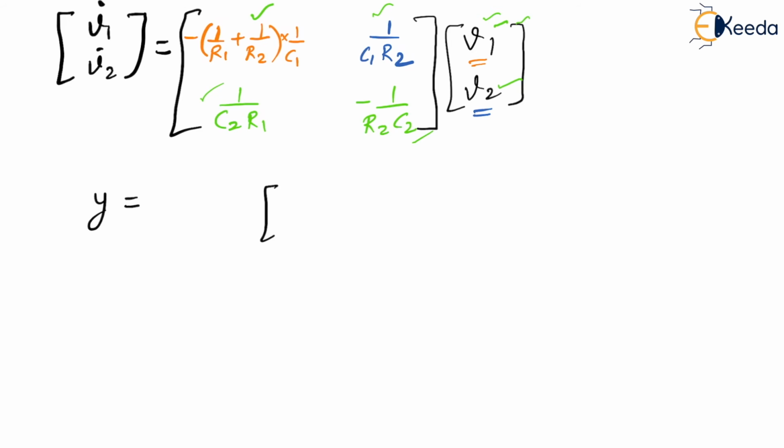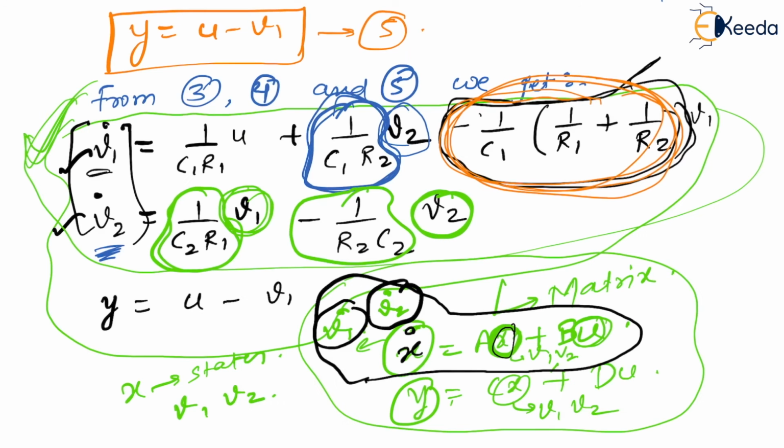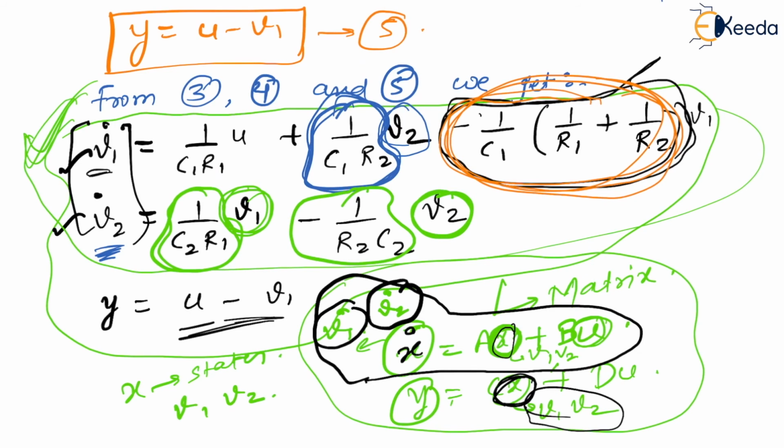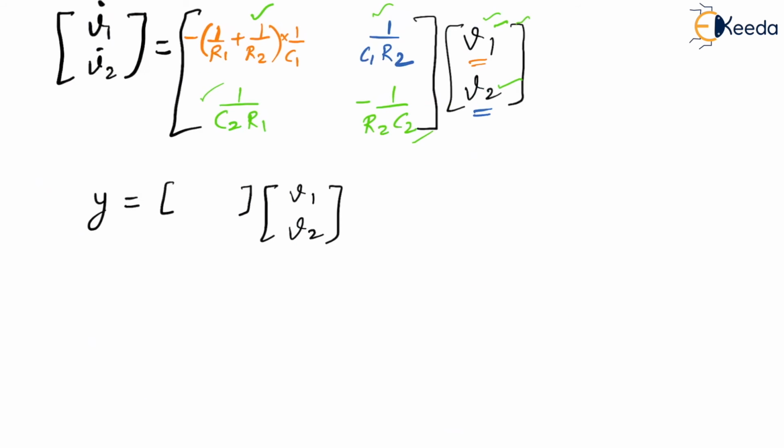Yes, definitely here it was x, it is Cx. So in place of x you have to write v1, v2. So it is going to be v1, v2 vectors, v1, v2 voltages, right? So here what will you have? See here now, y is equal to u minus v1. So with v1 what you have is minus 1. So here you are going to have minus 1.